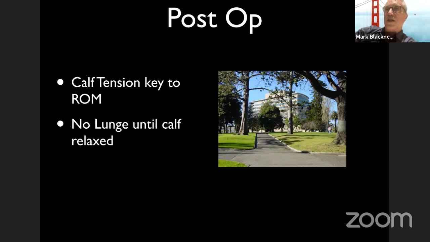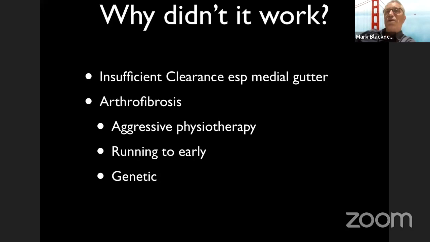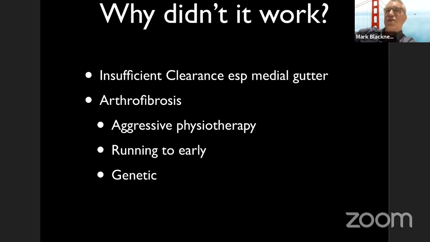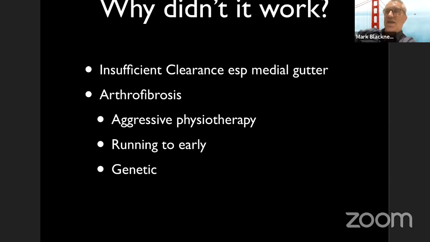Then the other topic is why didn't the arthroscopy work? Well, the main indication that I've seen in second opinions is that there's been insufficient clearance. And this is mainly along the medial gutter. So be careful to look into the anteromedial gutter when you're doing anterior debridement. So you want to remove the spur in the front, but also have a look down the medial and lateral gutters. And then the other major cause is whether they've inadvertently developed post-operative arthrofibrosis.